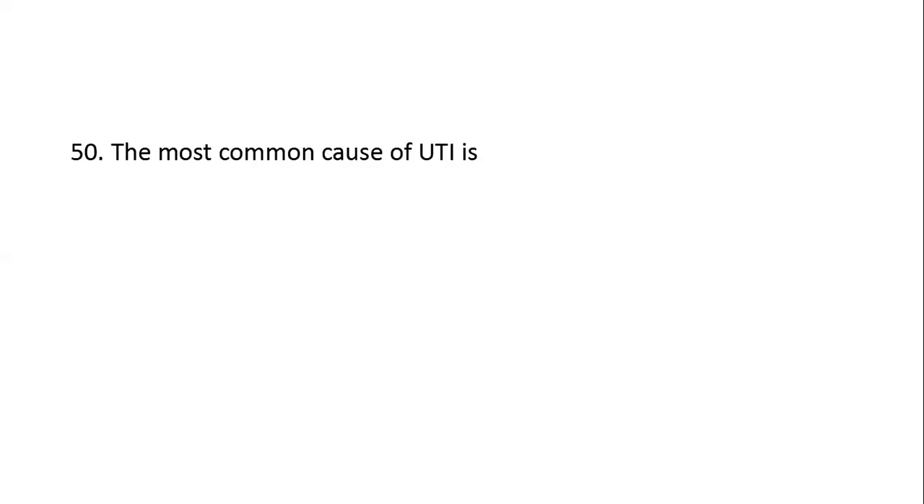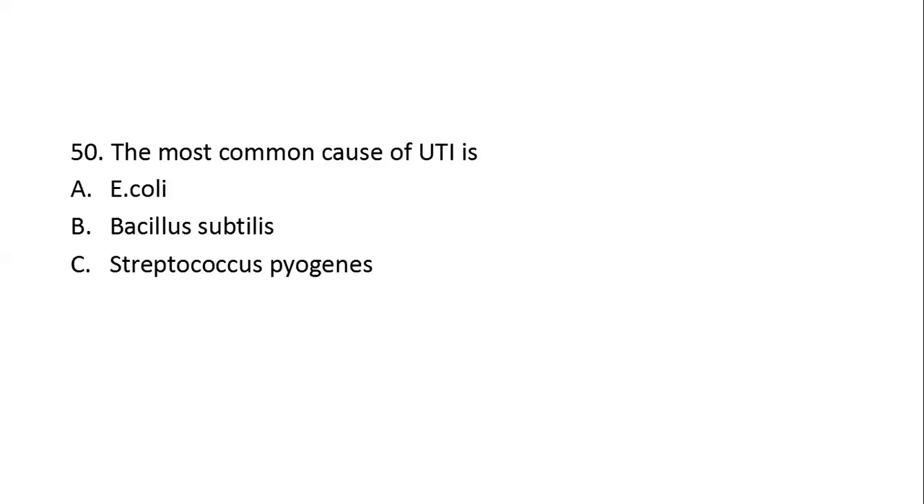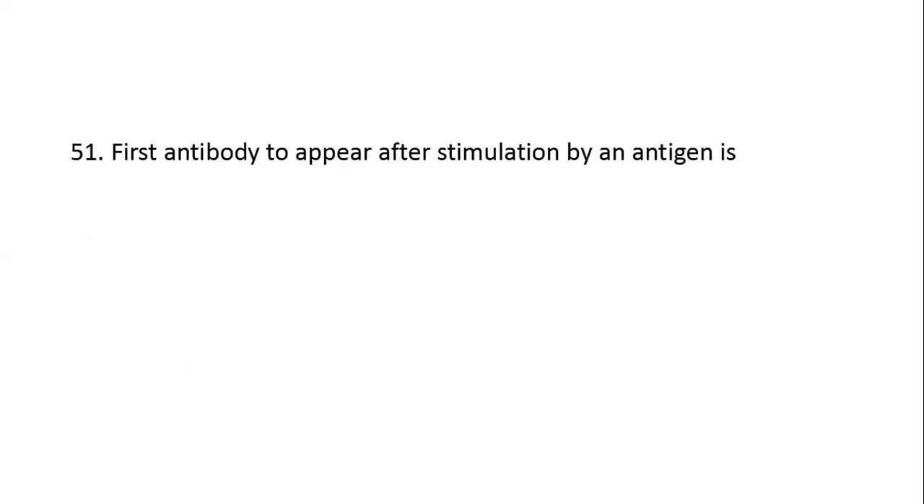Next question. The most common cause of UTI, urinary tract infections, is option A, E. coli, option B, Bacillus subtilis, option C, Streptococcus pyogenes, option D, Klebsiella pneumoniae. The right answer is option A, E. coli. E. coli is the most common cause of urinary tract infections.